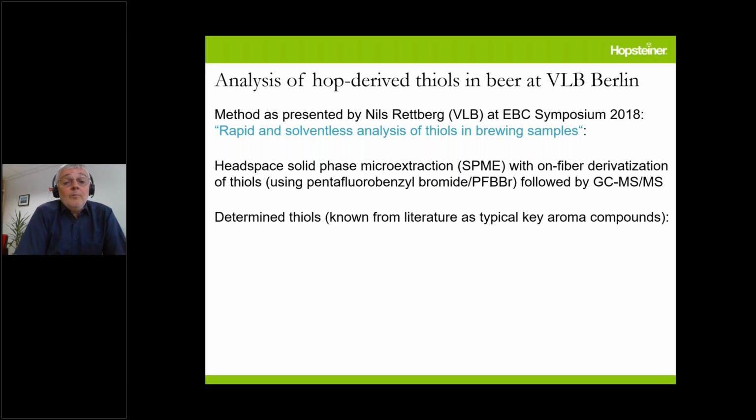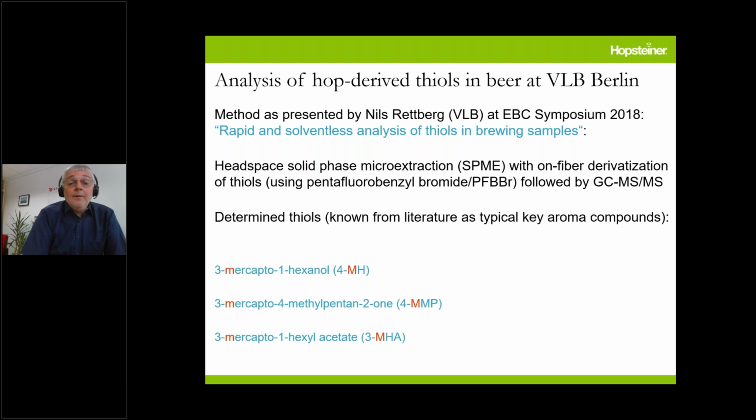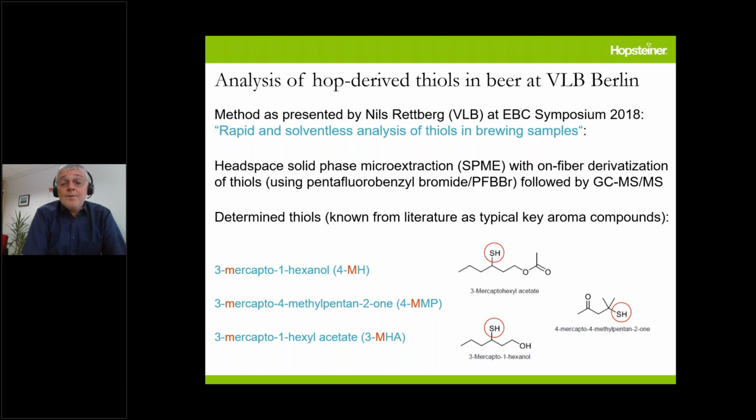What he determined were 3 thiols that were known from literature as typical key aroma compounds. It is the 3-mercapto-1-hexanol, the 3-mercapto-4-methylpentan-2-one, and the 3-mercapto-1-hexyl acetate. And here you see the chemical formula for these compounds.